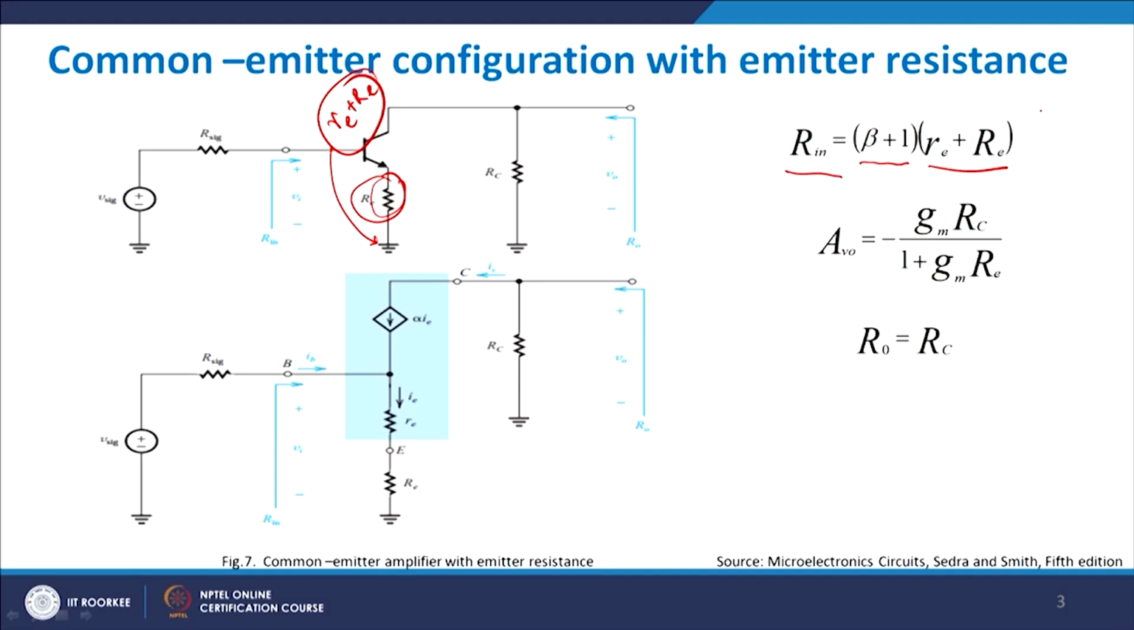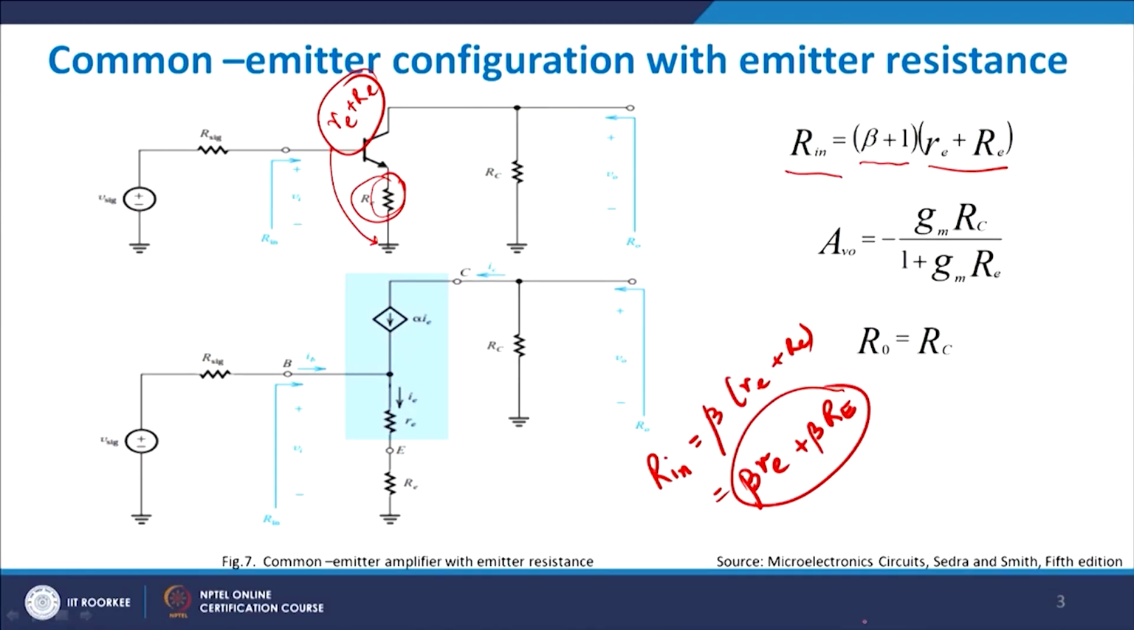Now, beta will be much larger than 1, and therefore I can safely write Rin equals beta times (re plus Re), which appears as beta re plus beta Re. If your beta is typically very high, let us say about 150, 200, then the resistances offered by the BJT and the circuitry get amplified drastically, and the input resistance becomes very large, because you can see here you are multiplying beta to both small re and capital Re, and as a result you will have a large amount of voltage across this terminal.